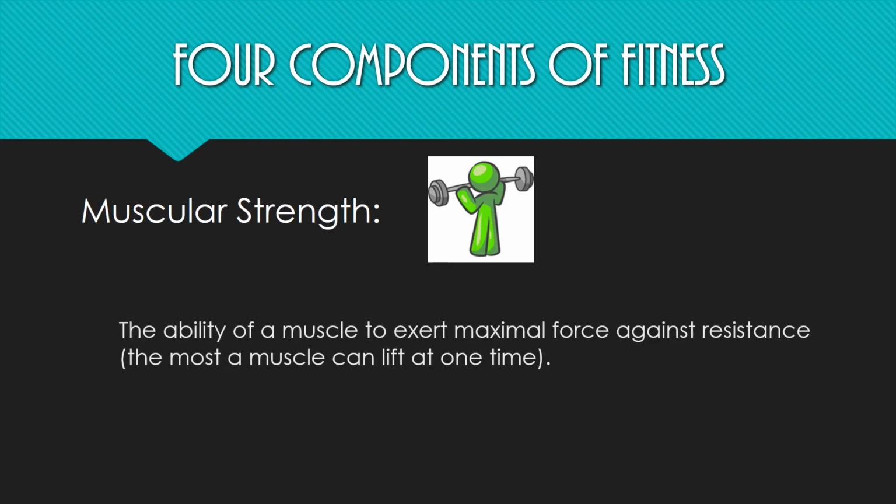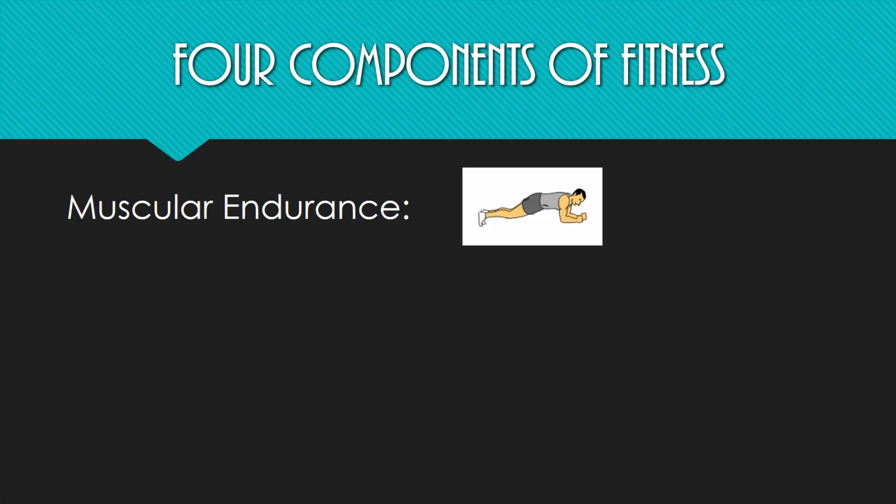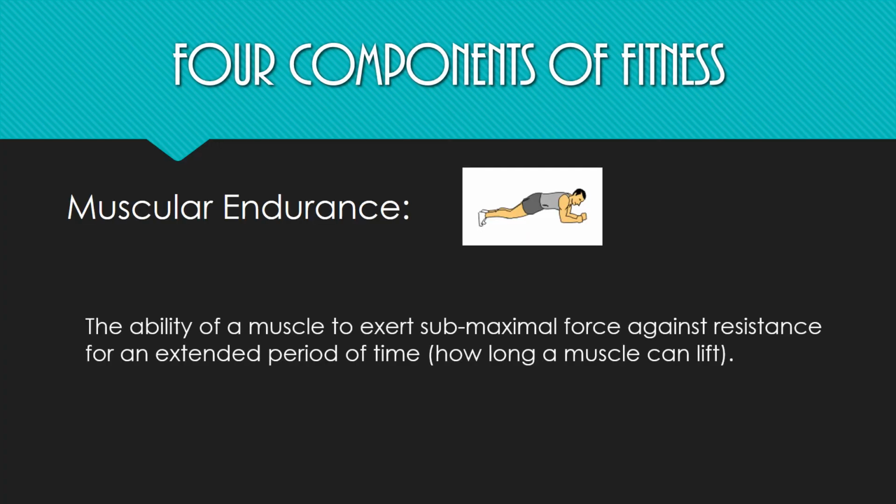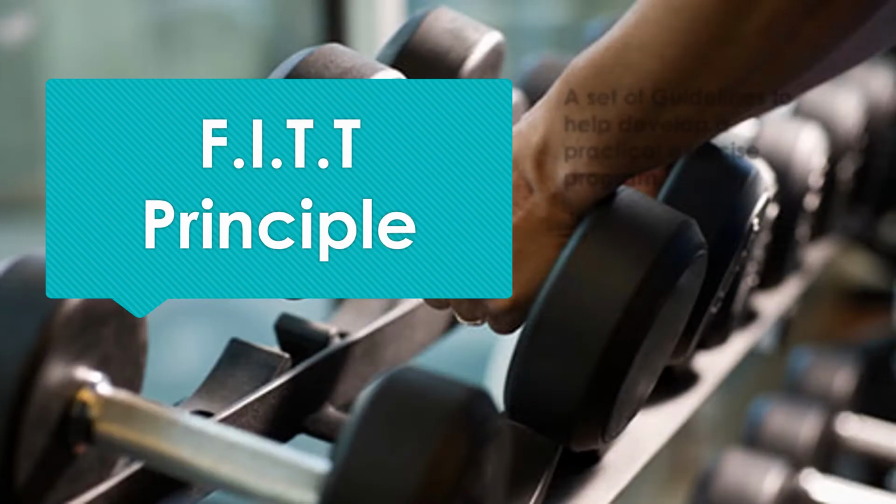Muscular strength. The ability of a muscle to exert maximal force against a resistance. It's the most a muscle can lift at one time. Muscular endurance. The ability of a muscle to exert sub-max force against resistance for an extended period of time. How long a muscle can lift.